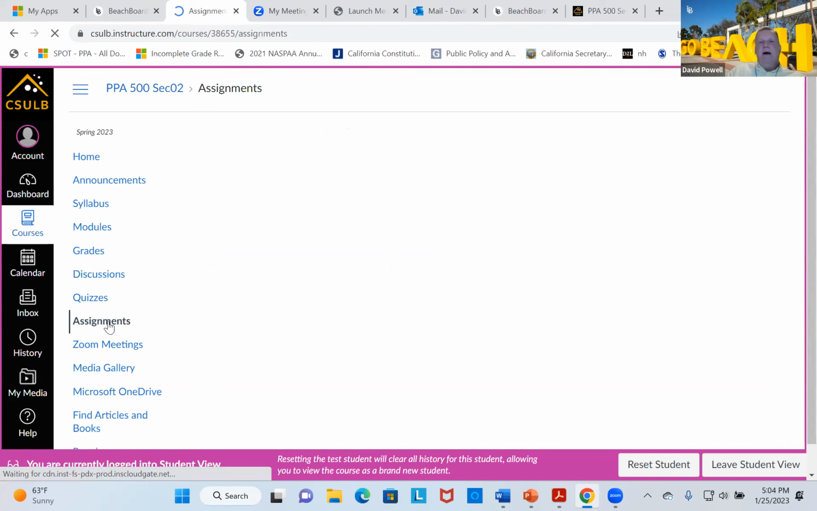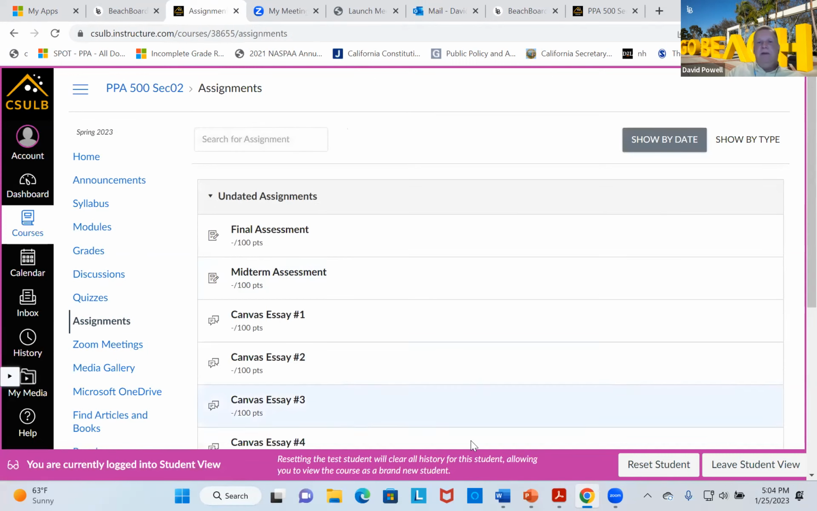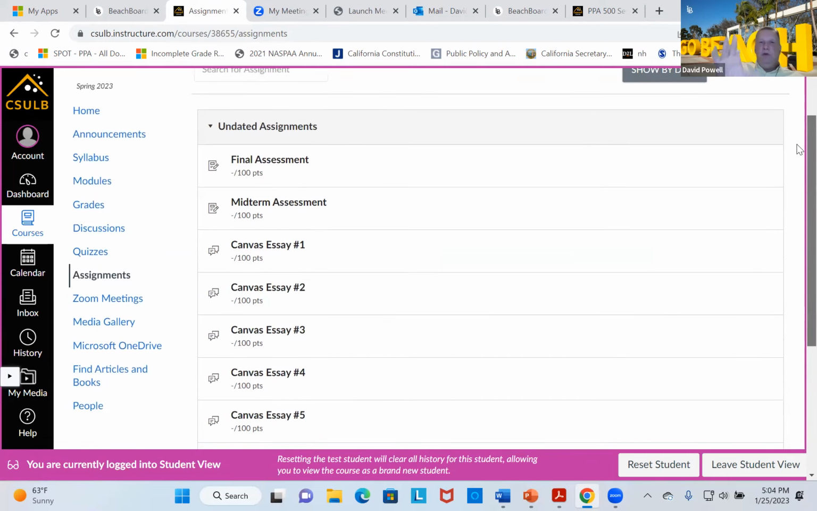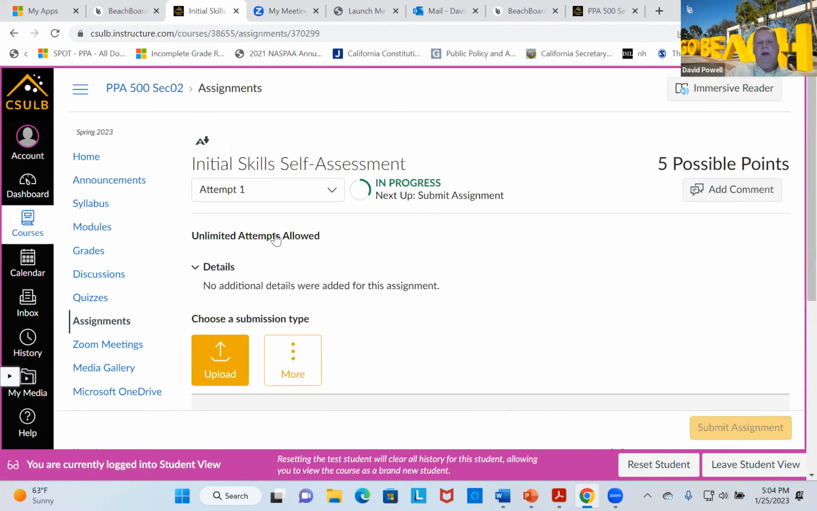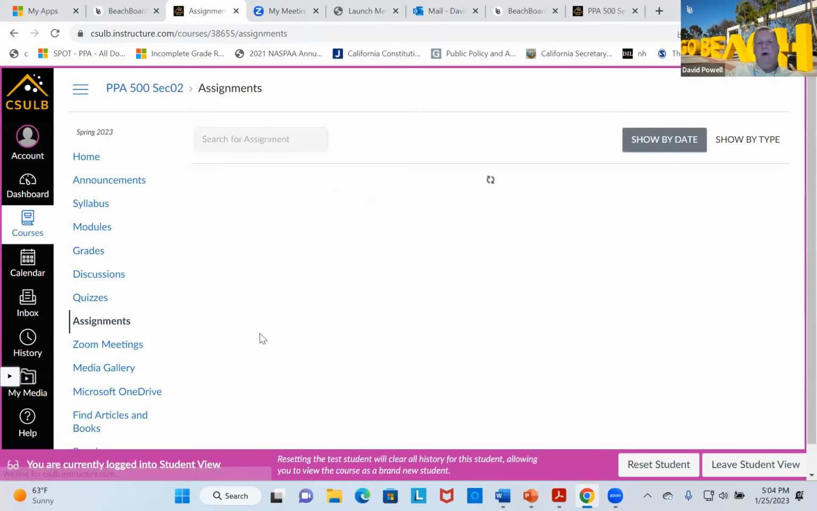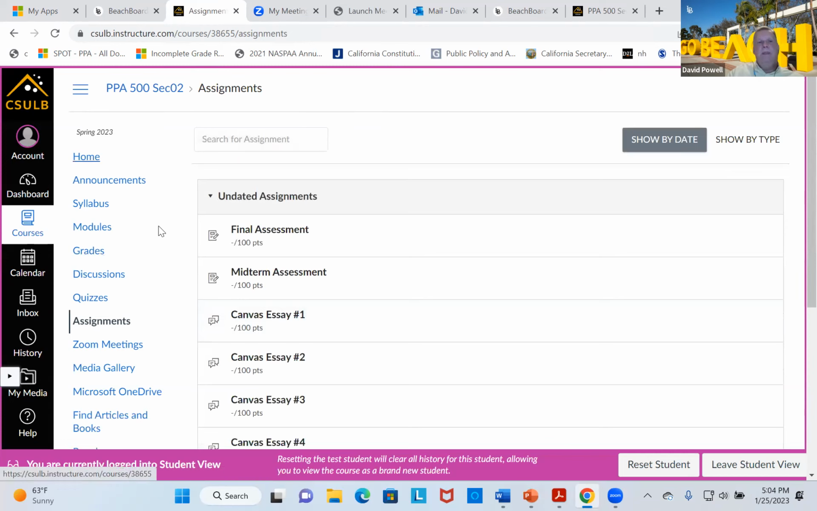Assignments. We have drop boxes for each of the assignments, the midterm, the final. The Canvas essays you'll be doing directly in Discussions, so you won't need to use those. There's your link for your initial skills self-assessment, so you can click on that, click the upload button, upload your self-assessment, and that's how you'll be submitting all of your assignments in the class.